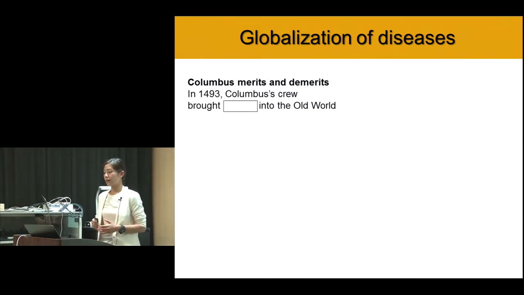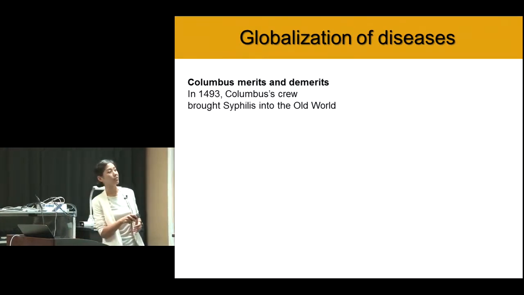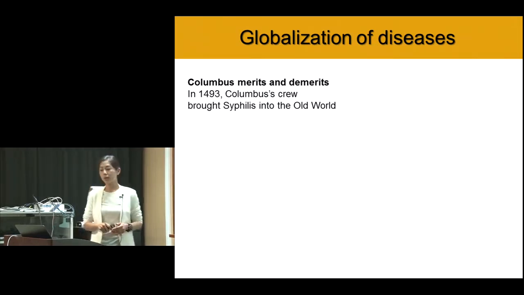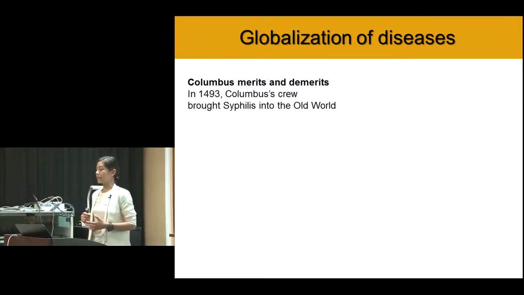Syphilis was among the first global diseases. So here's syphilis. In 1493, Columbus' crew brought syphilis back into the Old World upon returning from the New World. And the first known global epidemic of syphilis then occurred in Europe in the next few years during the Renaissance, in 1495.